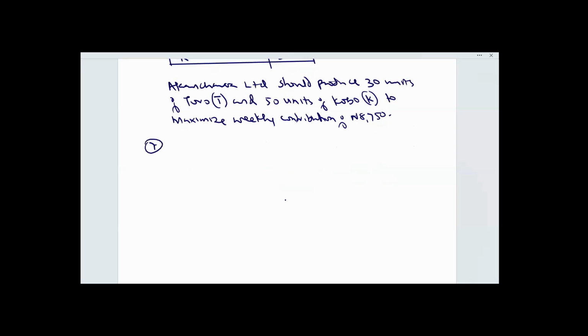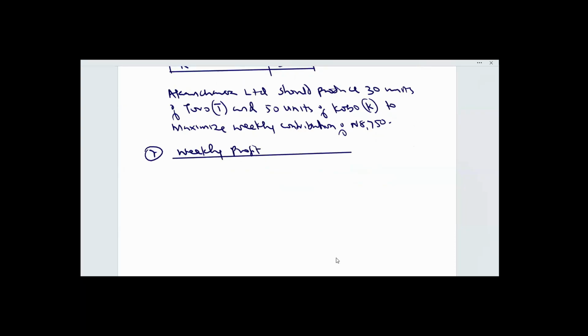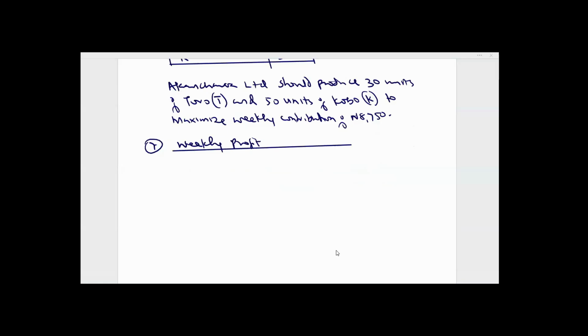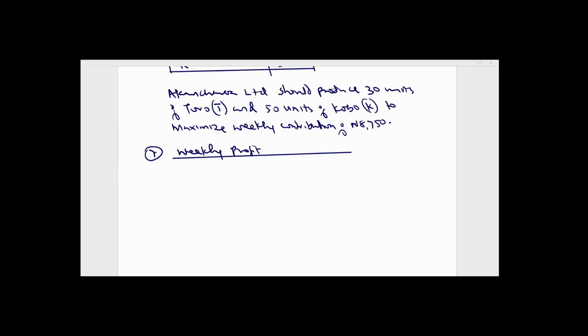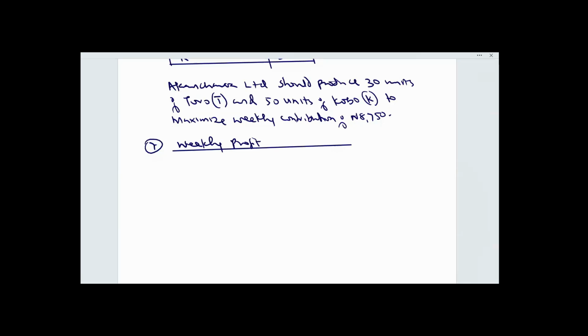So step 7, you need to be very careful here. What kind of profits? Is it weekly profit you want to determine or annual profits? When you go back to the question, the information is as per week, but the fixed overhead given to you is 275,000 naira per annum. So you cannot use 275,000 per annum with the weekly contribution. You need to convert one to the other.